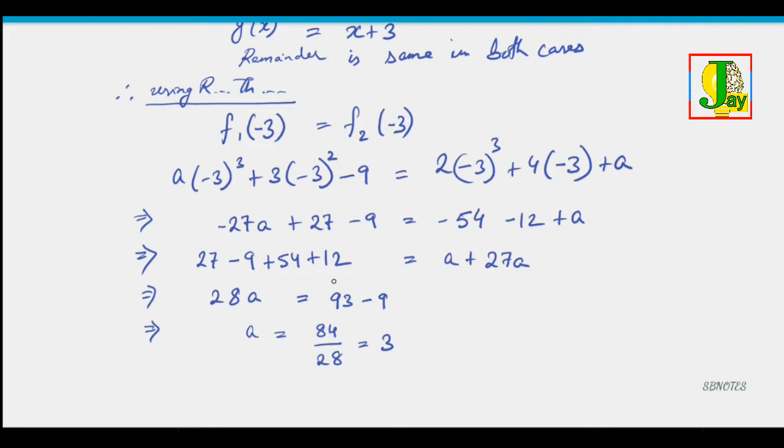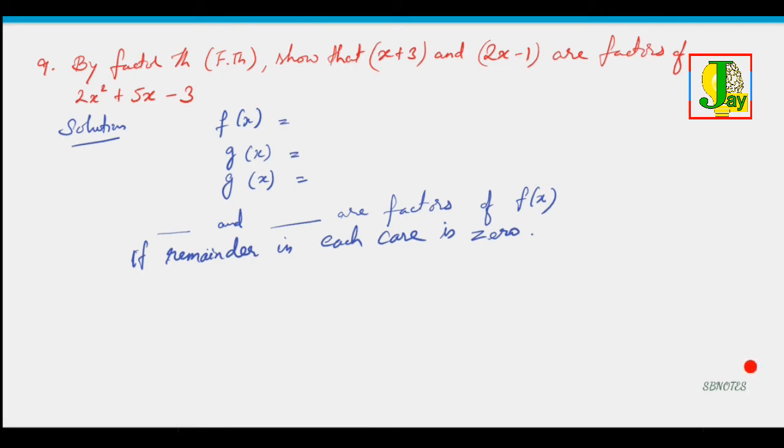Okay. Question: by factor theorem, show that x plus 3 and 2x minus 1 are the factors of 2x square plus 5x minus 3.